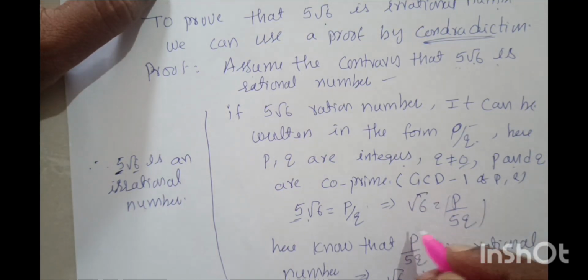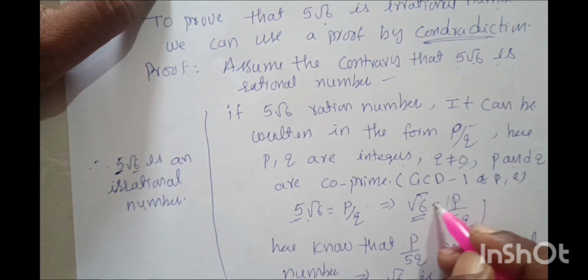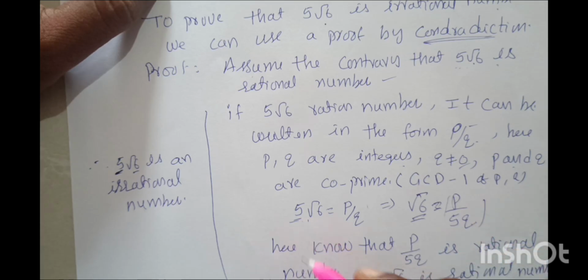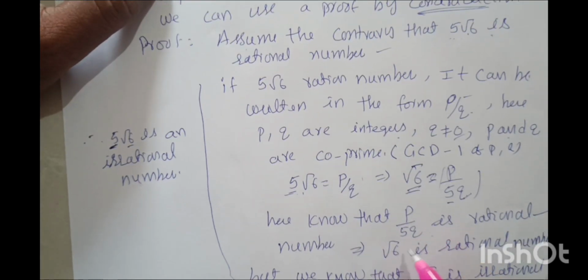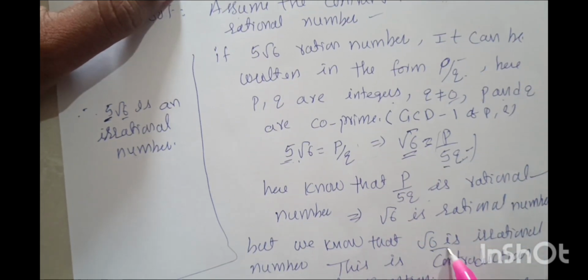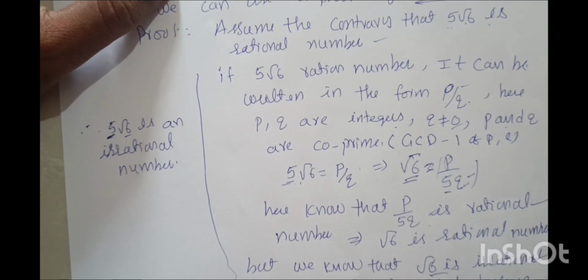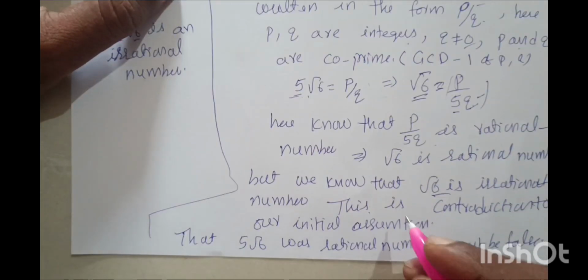Now we take only root 6, so 5 is transferred to the right side, therefore root 6 equals p by 5q. We know that p by 5q is a rational number, so the left side root 6 would be a rational number. But we know that root 6 is an irrational number. So this is a contradiction to our initial assumption.